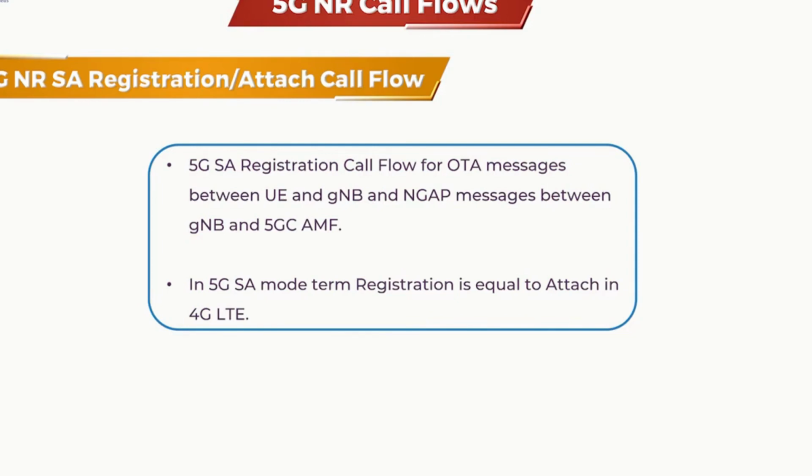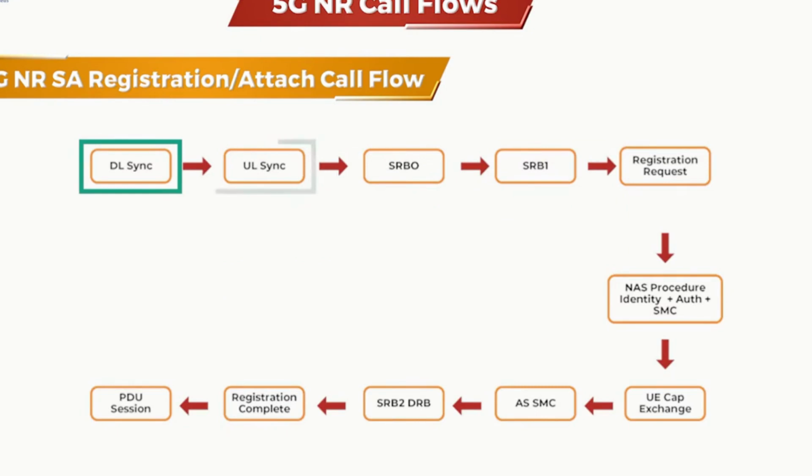In 5G standalone mode, the term registration is equal to attach in 4G LTE. At high level, the 5G SA registration call flow includes the following steps as shown in the figure. Achieving downlink or uplink sync via SSB decode and RACH procedure, then SRB0 establishment with RRC connection request, then contention resolution and SRB1 establishment with RRC setup.